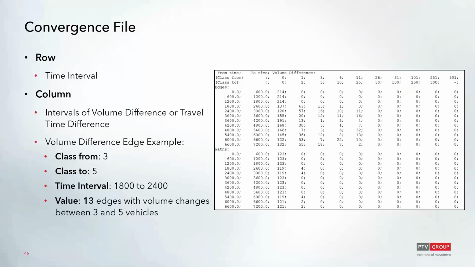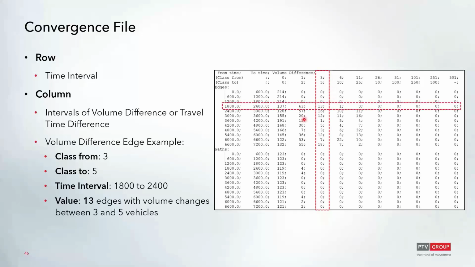So let's take a look at an example here. If we're looking at this particular column, we're looking at a volume difference of between 3 and 5 vehicles. Again, these columns just represent a volume, in this case a volume difference. If you're looking at the travel time difference, that would just be a travel time rather than a number of vehicles. And for this particular row, we're looking at the time interval from 1800 seconds to 2400 simulation seconds.